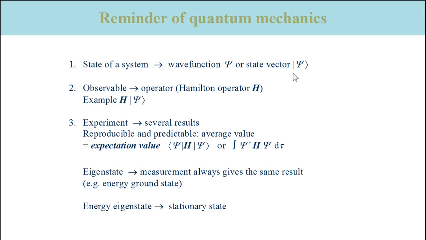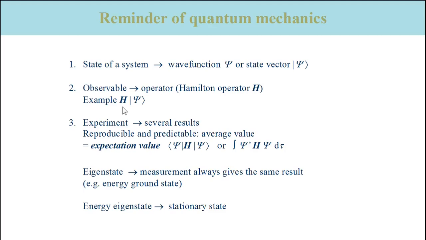Expressing quantum mechanics in terms of wave function or state vector are two equivalent forms of the theory, and we will use both. A quantity that can be observed in an experiment is represented by an operator. So we have operators for energy, dipole moment, location in space, velocity, spin, and so on. A famous example is the Hamilton operator H for the energy. Operators are indicated by bold print in this course.